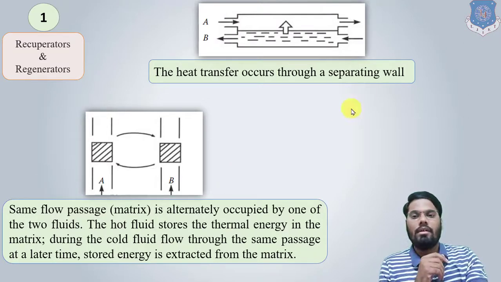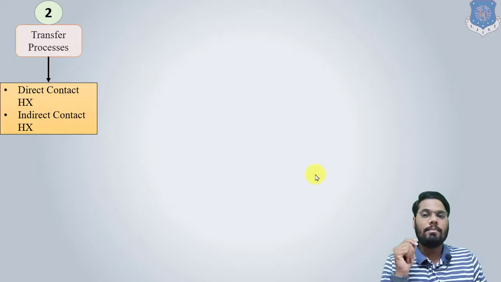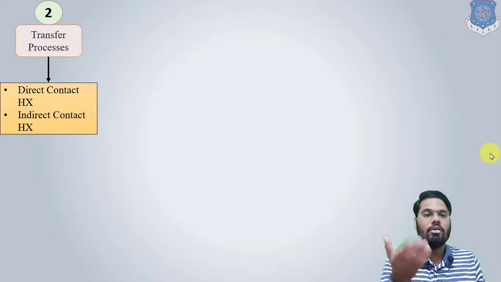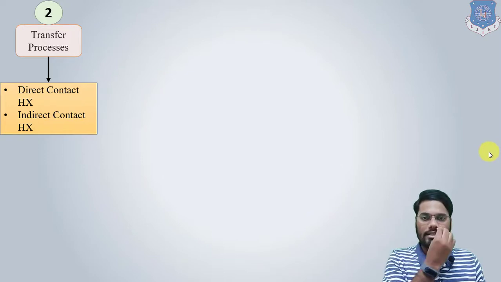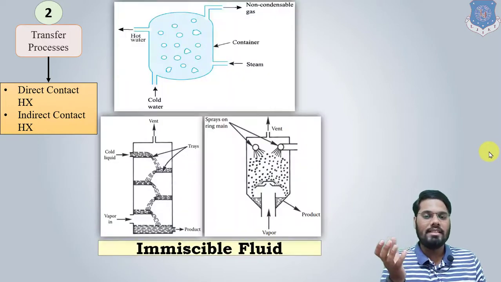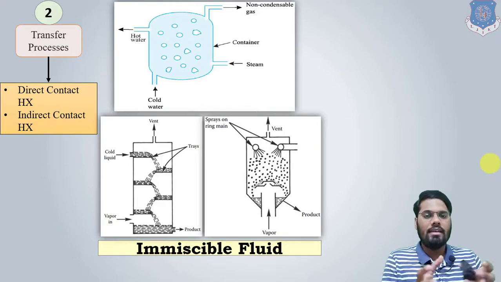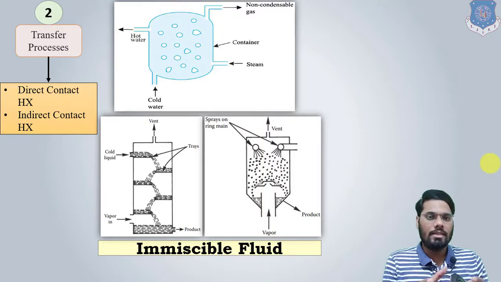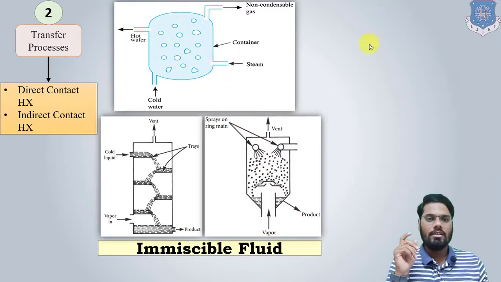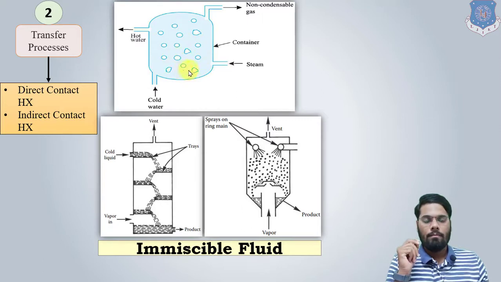Next, classification based on the transfer process: direct contact heat exchanger and indirect contact heat exchanger. From the name we can say that in the direct contact heat exchanger, the hot fluid and cold fluid are going to directly contact each other. As you can see from this figure, the steam is going to enter from this side and the cold water is going to enter from this side, and the steam and cold water are in contact with each other in this container.